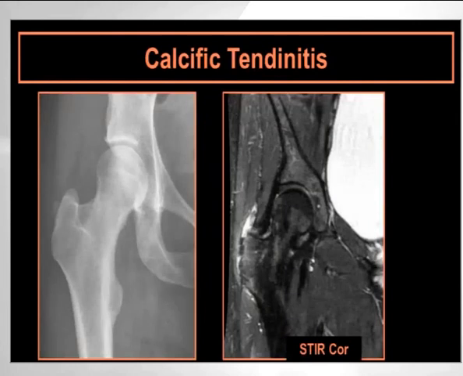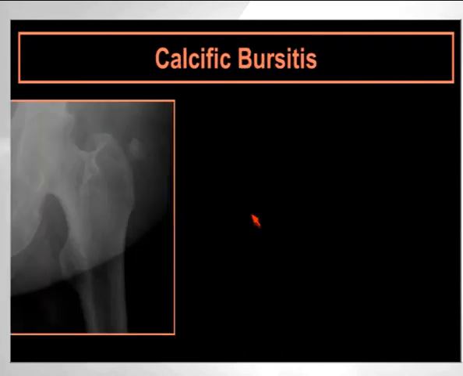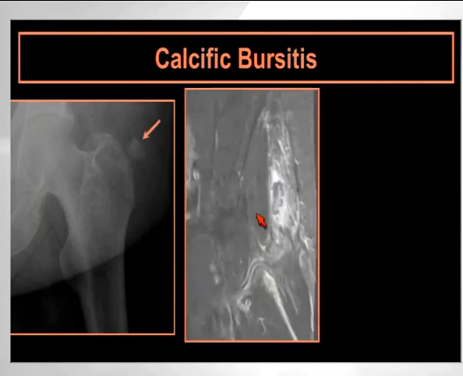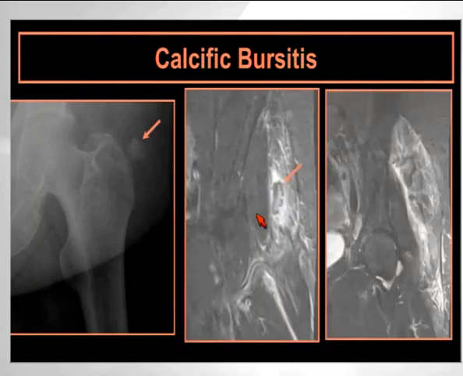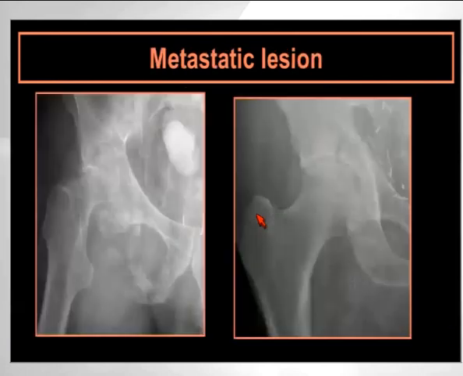So, you see these calcific tendinitis, and we used to call these just calcific tendinitis, but more and more, when they ask for MRI, we are seeing how much inflammation the calcific tendinitis can cause. This is another one with calcific bursitis. Again, I was very surprised. The patient was very symptomatic. They wanted to do MRI. And look at the extent of edema we have with this little calcification. So they're clearly symptomatic. And of course, metastatic lesion.